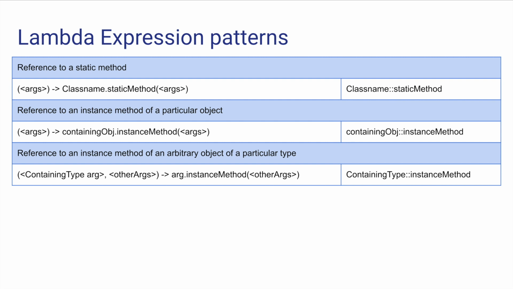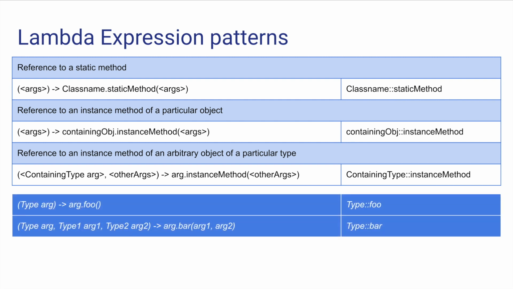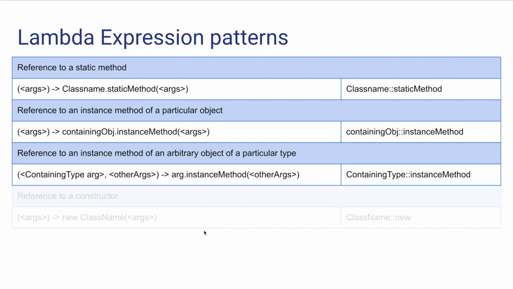Let's look at some examples. So in the first example, we simply call the instance method foo of our only argument in the argument list. And as per our pattern, it can be replaced by the type foo. Next, we call the instance method bar of argument number 1 and pass the remaining arguments to the instance method bar of argument number 1. So the method reference would look like type bar.